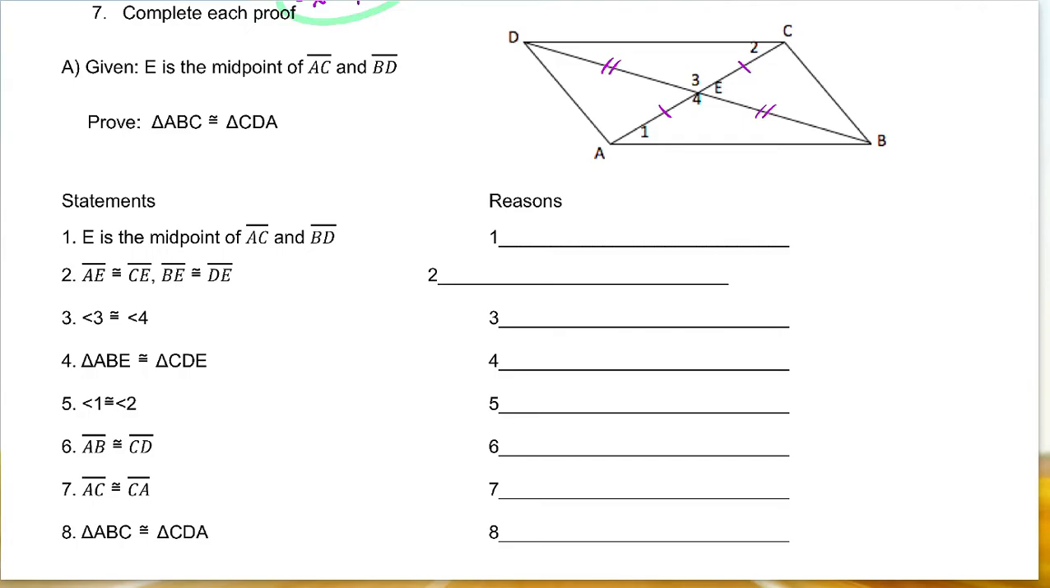Our goal is to prove triangle ABC. So I'm going to go ahead and do some highlighting. We want to get triangle ABC congruent to triangle CDA. Currently, we do not have enough information to get those two triangles congruent to each other. So we're going to be using a pair of triangles that we're able to get from our givens.